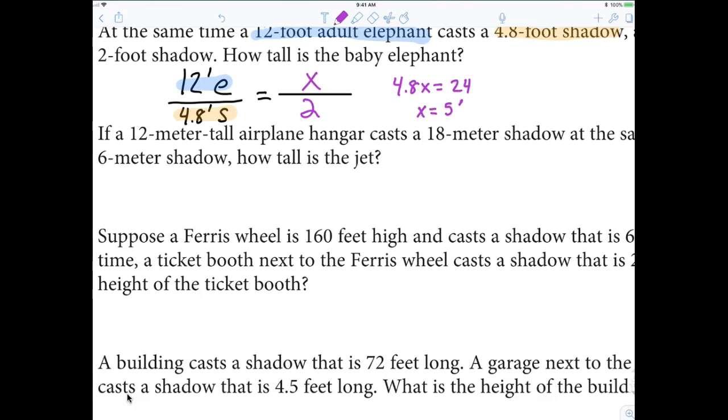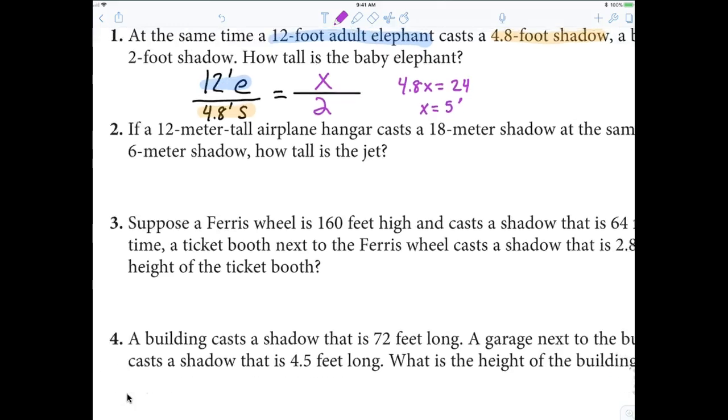Any questions with that? I thought we did a good job yesterday, so I think this is just an extension of what we did yesterday. Setting up proportions is one of the most important things we do. It's on all standardized tests. Here we go now. Let's take a look at the next one.